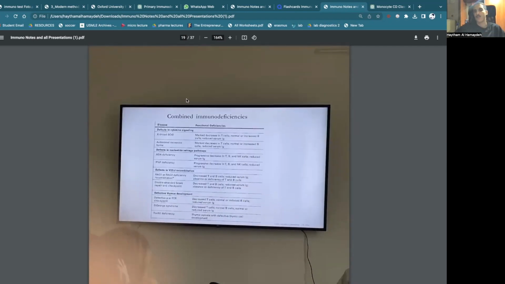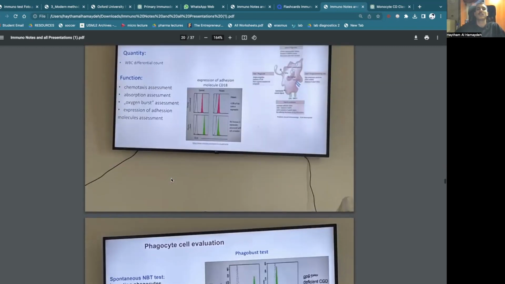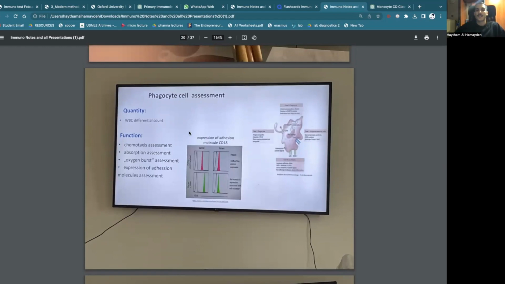This is the one. There's a table I told you about, talking about combined immunodeficiencies without syndromic features. Phagocytic cell assessment, easy. We took that before. White blood cell differential count, again. Functionality: chemotaxis, absorption assessment, oxygen burst. Chemotaxis by using agarose gel and Boyden chamber.